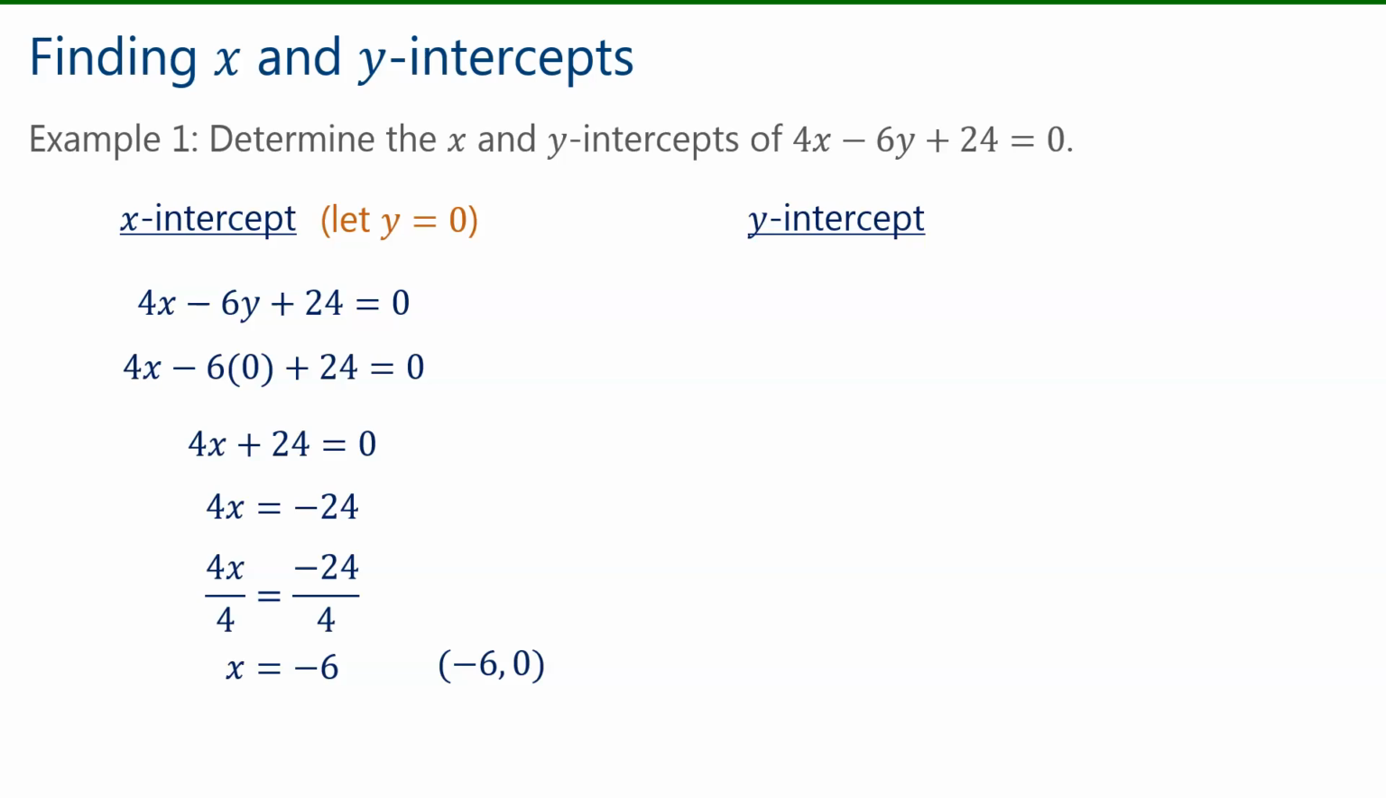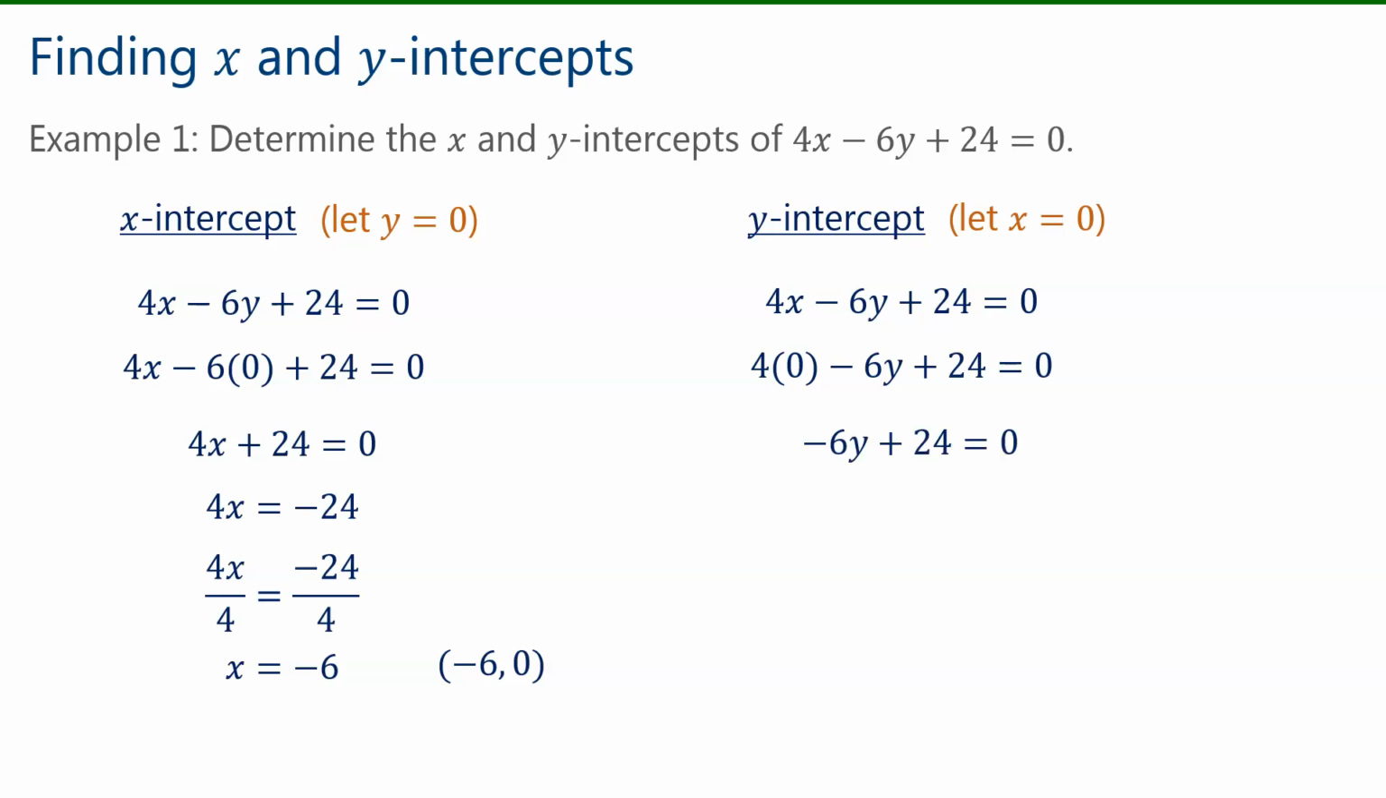Now for the y-intercept. To find that, I'm going to let x be 0. So in the equation, replace x with 0, so we have this. So now that first term would just be 0, leaving us with -6y + 24 = 0. So similarly to when we found the x-intercept, I'm going to bring the 24 over to the other side. And now I'm going to divide both sides by -6. And when I work that out, I get a y-intercept of 4. So now I'll write that as (0, 4).